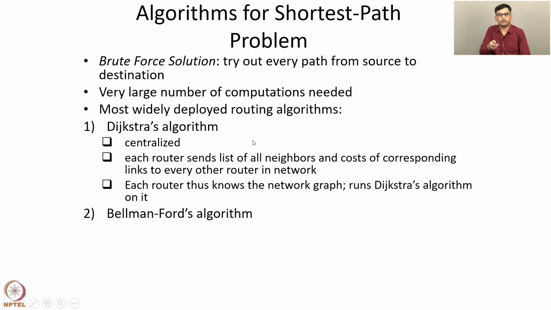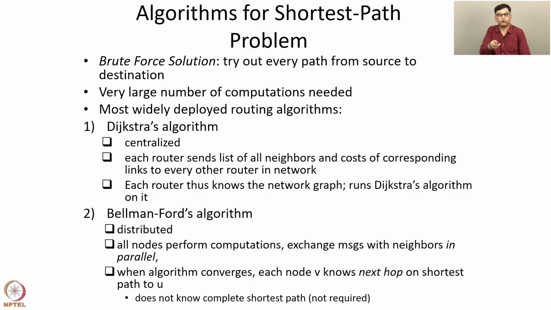First, every router sends the list of all its neighbors and the cost of the corresponding links to every other router in the network. Now, at a particular router, information about the entire network graph is available. The router then runs Dijkstra's algorithm, which is a centralized algorithm for efficiently computing shortest paths from itself to all the other nodes in the network. So first, the entire graph topology is collected at a router, and then the router computes shortest paths from itself to all the other nodes in the network.